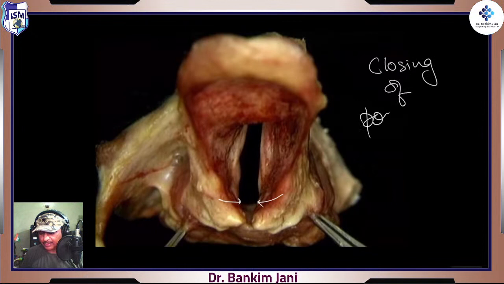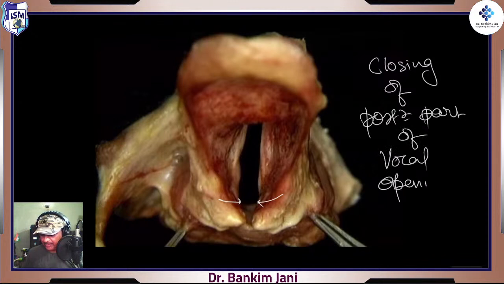Here it is. So closing of the posterior part of vocal opening. This is what is done. So they will come over here, over here. So this closing of posterior part of vocal opening. See, every muscle has got a specific function. So when you speak, it is the combination of all these muscles. Just speaking one word, all these things are happening. For your practice.